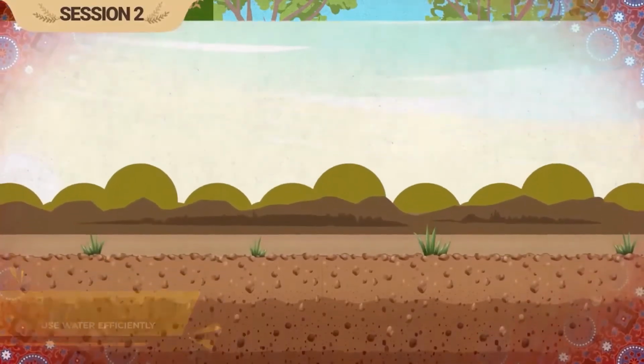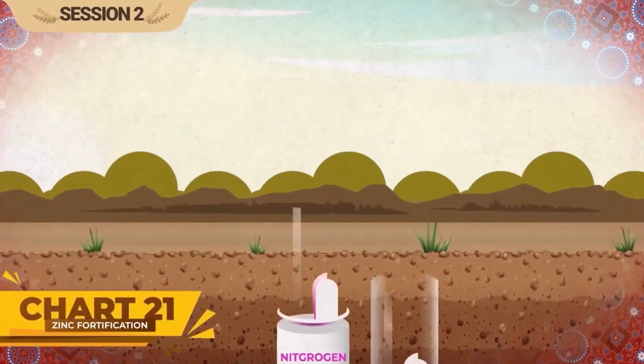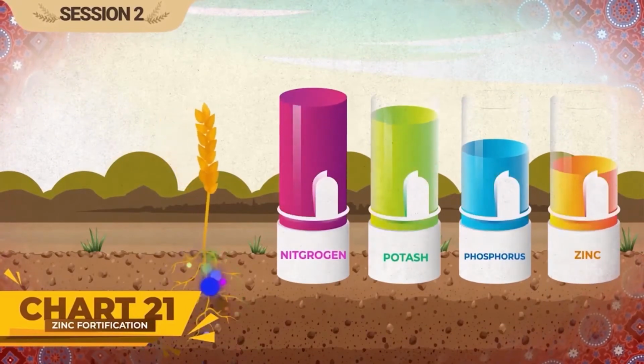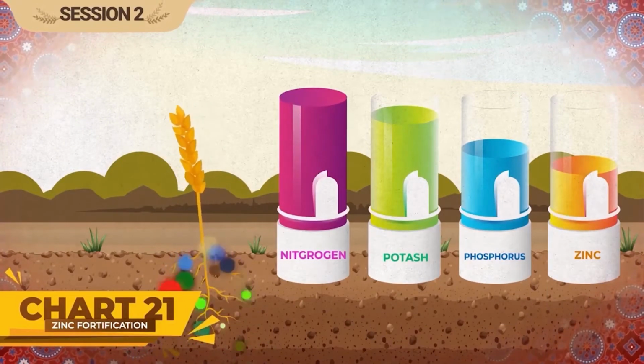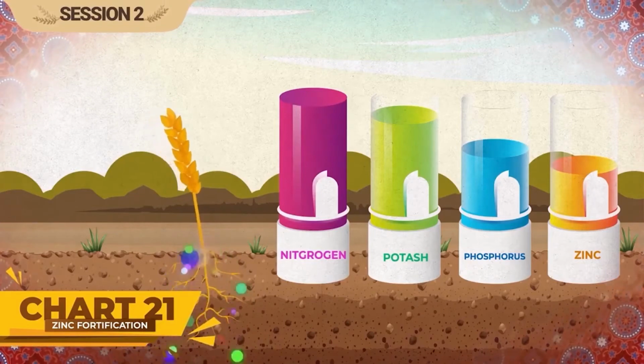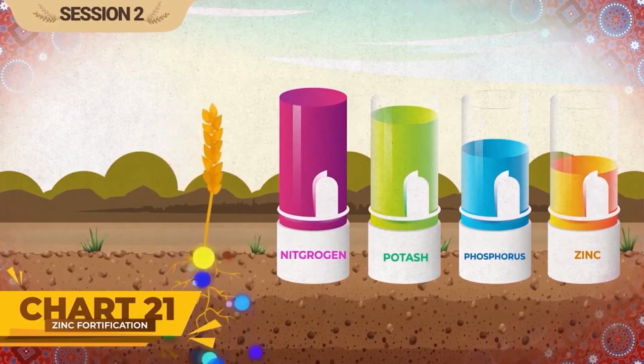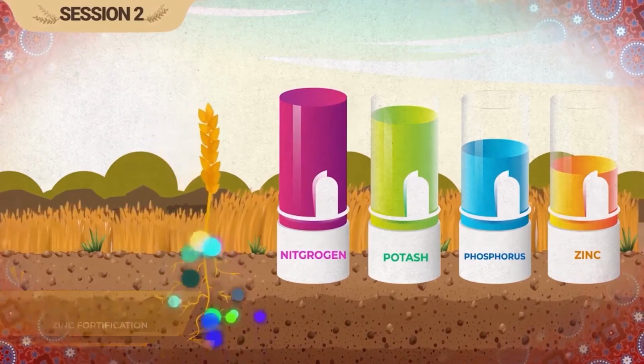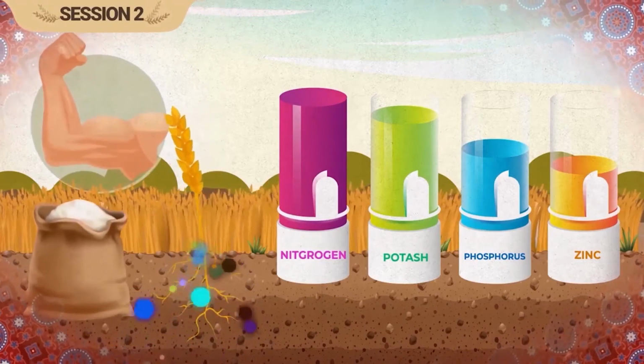Zinc fortification. Pakistani soils are generally low in zinc, and zinc deficiency in food leads to micronutrient deficiency in human beings. Through zinc application, two benefits are achieved. The resulting yield increases, and zinc-enriched flour is beneficial for health.